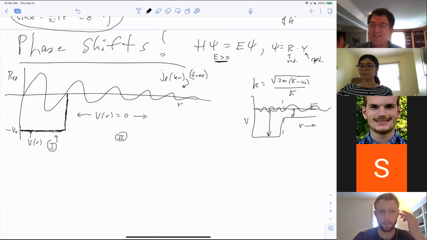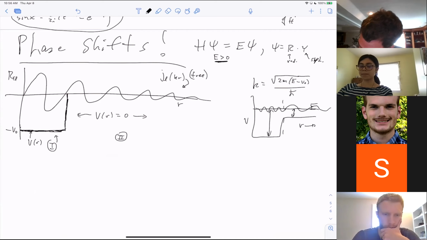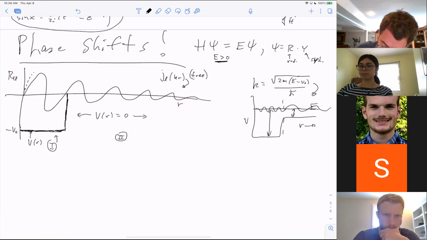And I know you've all done this, so this should be reminding you, oh yeah, okay. And that's just what this little formula is telling us. So the wavelength gets shorter in that attractive potential region. So that means it does like this. And so now let's continue to see what the wave function does.